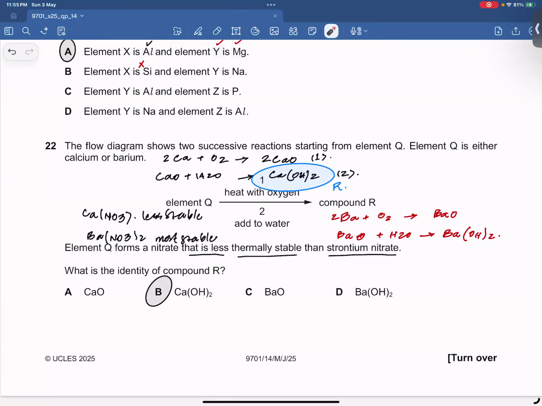दोबारा से सुन लो मैंने कैसे डिसाइड किया. उसने कहा है एलिमेंट क्यू फॉर्म्स अ नाइट्रेट, तो इसका मतलब कैल्शियम नाइट्रेट भी बनाएगा, बेरियम नाइट्रेट भी बनाएगा. सही है. अब तुम जानते हो कि बेरियम नाइट्रेट मोस्ट स्टेबल है और कैल्शियम नाइट्रेट लेस स्टेबल है. फिर उसने क्लू दिया तुम्हें, दैट इज लेस थर्मली स्टेबल देन स्ट्रोंशियम नाइट्रेट. सो कैल्शियम नाइट्रेट इज लेस थर्मली स्टेबल देन स्ट्रोंशियम नाइट्रेट. बेरियम नाइट्रेट चूंकि मोर थर्मली स्टेबल देन स्ट्रोंशियम नाइट्रेट, विच मींस मैं बेरियम नाइट्रेट को नहीं ले सकता. मेरा कंपाउंड आर जो है वो बेरियम हाइड्रोक्साइड नहीं हो सकता. मेरा compound R has to be calcium hydroxide, and that's the right answer. Okay.